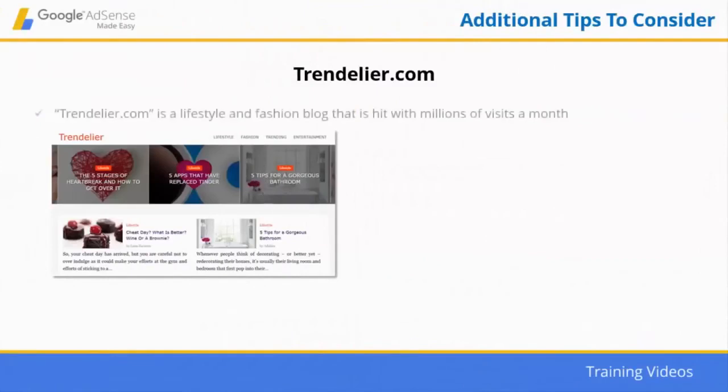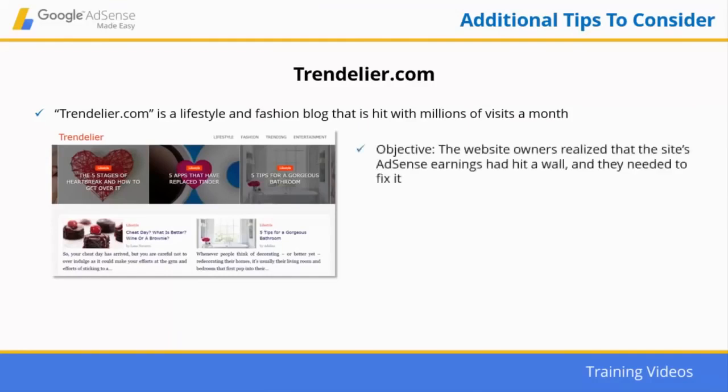Trendelier.com. Trendelier.com is a lifestyle and fashion blog that is hit with millions of visits a month. Objective: the website owners realized that the site's AdSense earnings had hit a wall, and they needed to fix it.